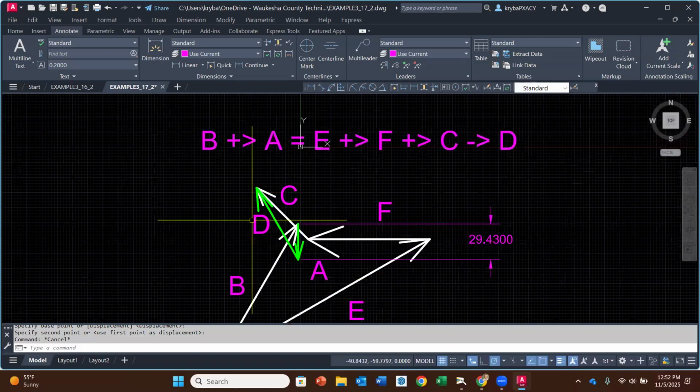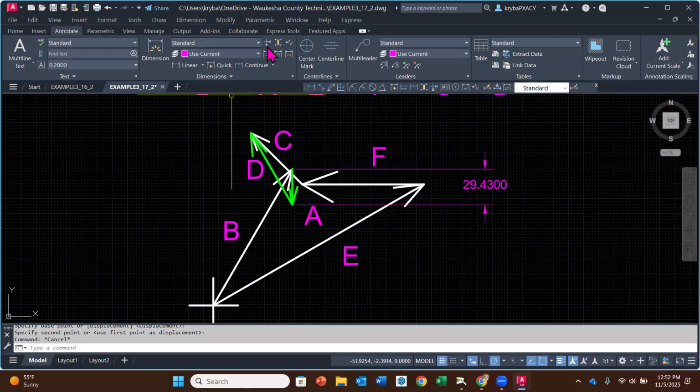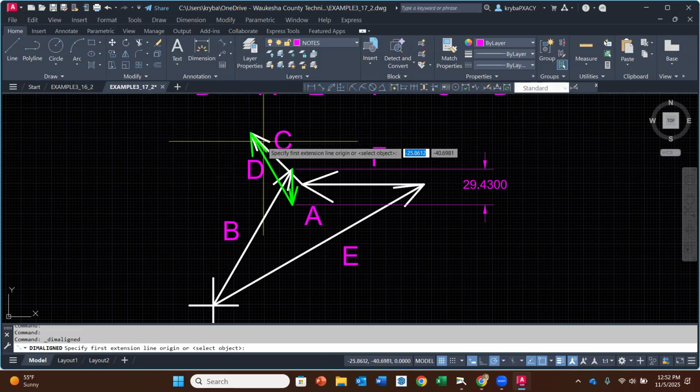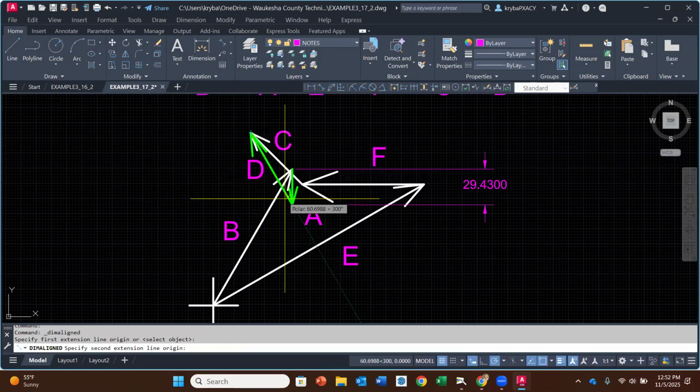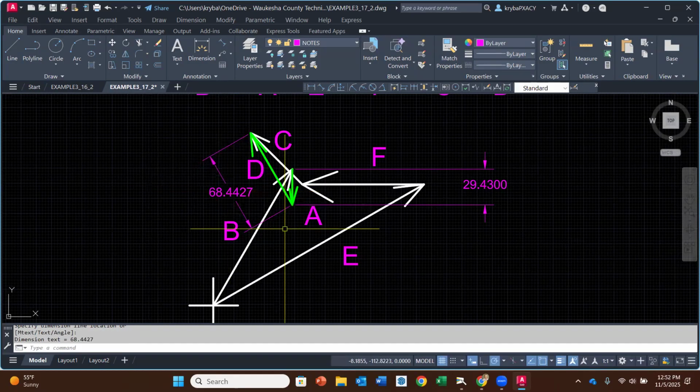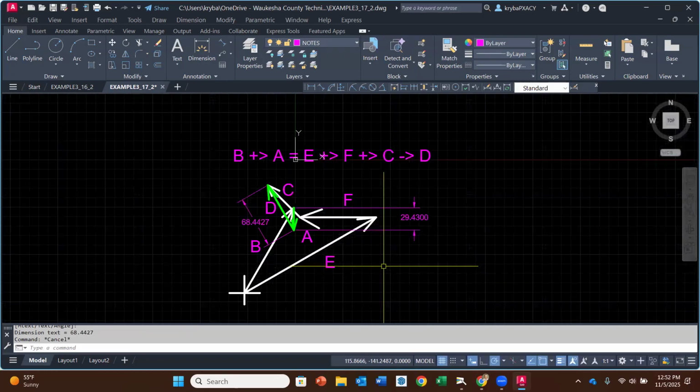Okay, and then we want to do the same thing for D. We're going to do an align dimension here, endpoint to endpoint. And that is 68.4, which actually matches what the book has. Okay.